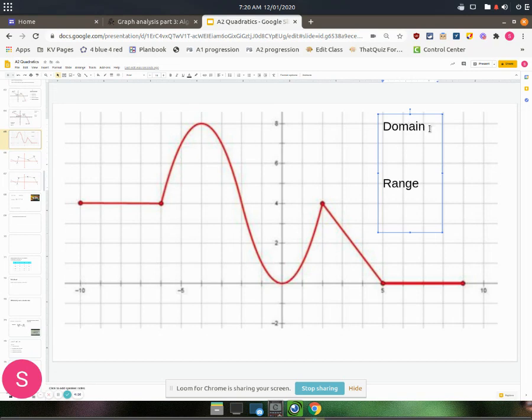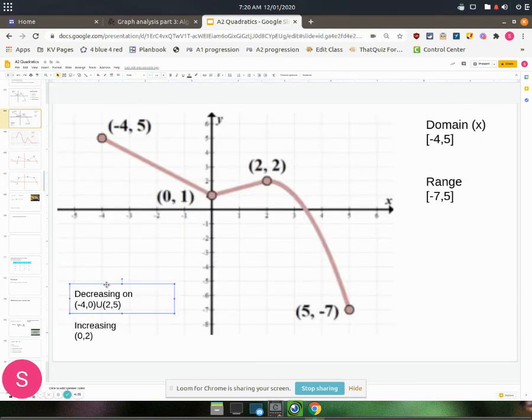Okay, our domain, the furthest left it goes is -10, so brackets there, and the furthest right it goes is right here, which would be +9. All right, our range, the lowest it goes is right here or here, which is a y value of 0, and the highest it ever gets to is 8 right there. That's the highest it ever gets to.